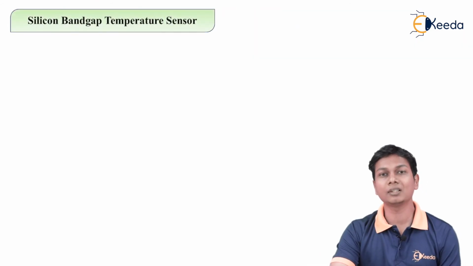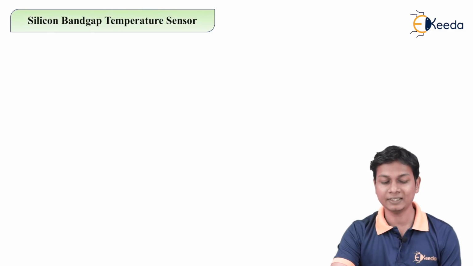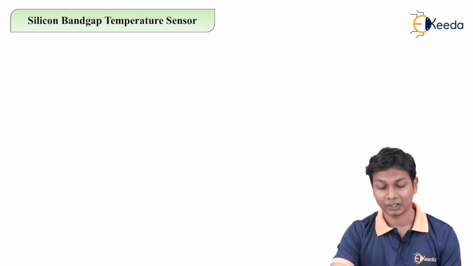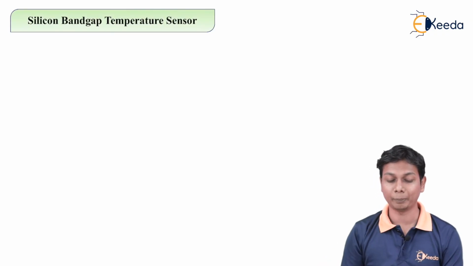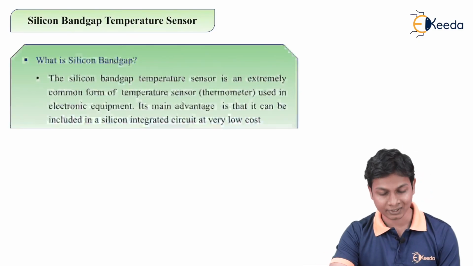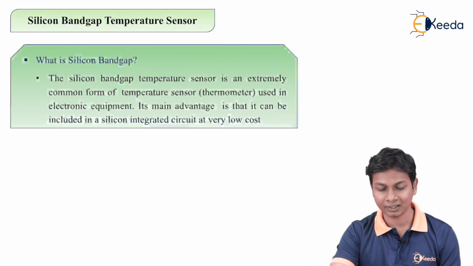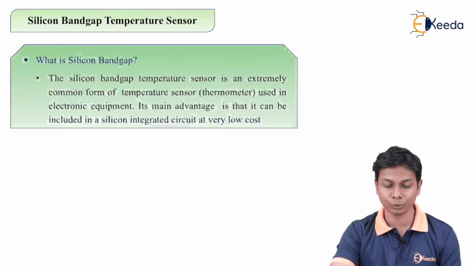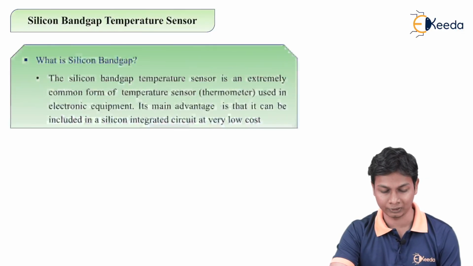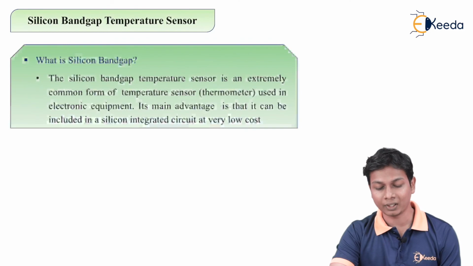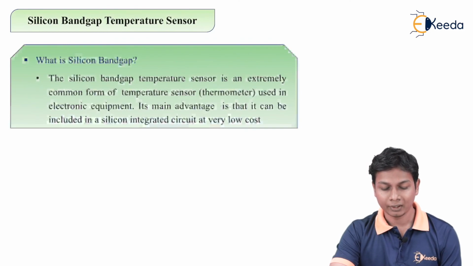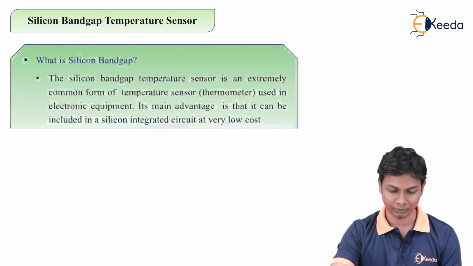Now, another sensor to sense temperature uses the silicon band gap, and it is the silicon band gap temperature sensor. So what is it? It is an extremely common form of temperature sensor, that is, a thermometer, and it is used in electronic components. Its main advantage is that it is included in a silicon integrated circuit at very low cost.